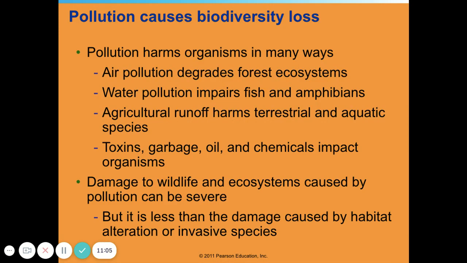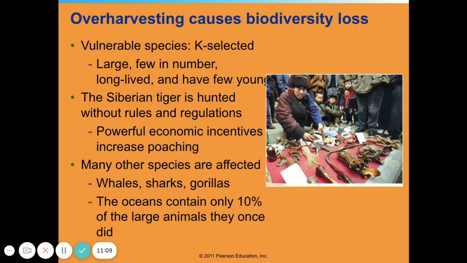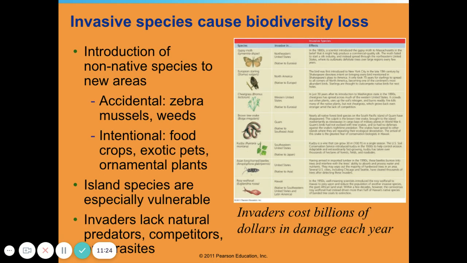Pollution of all sorts impacts biodiversity, especially air and water pollution. You already know about overharvesting after watching Racing Extinction. It's really sad and incredible that we've lost 90% of the large animals in the ocean to overharvesting. Invasive species have had many effects on native species, including as their predators, competitors, and even parasites.